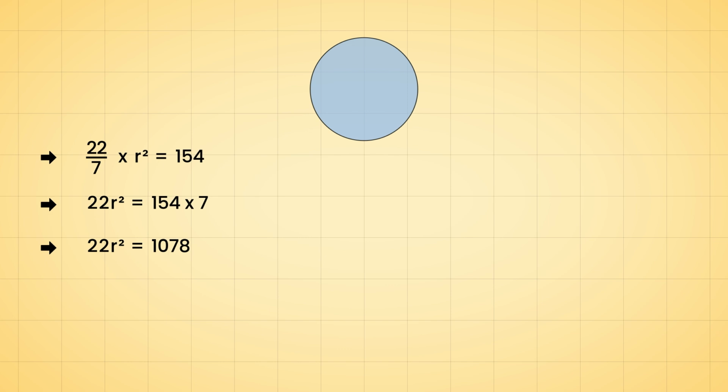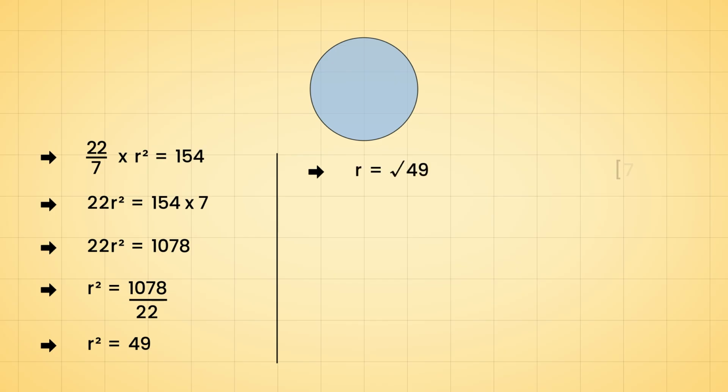In the next step, again by transposition, we keep the r squared on this side and send the 22 to the other side. So, 1078 gets divided by 22. Solving that, we get r squared equals 49. Now for the final step. We have the radius squared, but we need to find the value of just r. So, we move the square to the other side, which converts it to the square root of 49. We very well know that the square root of 49 is equal to 7. So, the answer we get is r equals 7. The radius of the circle is 7 centimeters.